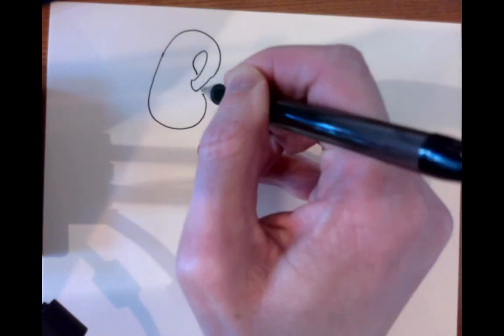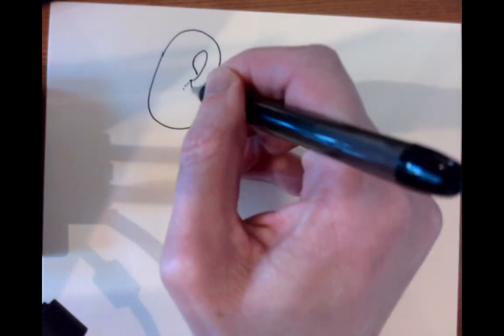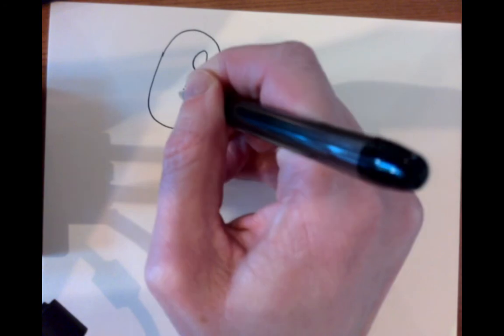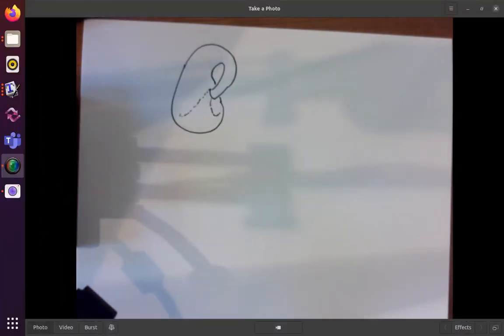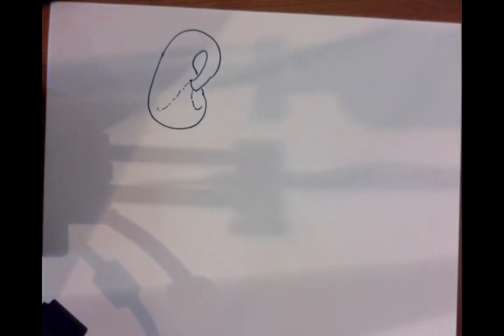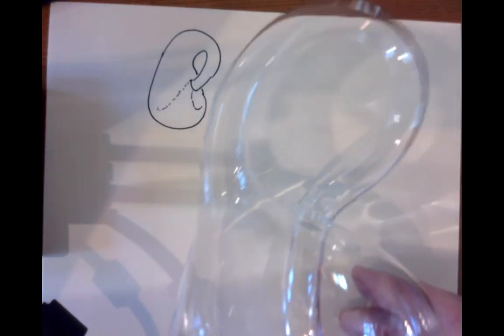Something like this. And then once the neck goes in, it's supposed to spread out and become the base of the thing. So it's possible to make it look something like that. That's about the best I can do to draw it. Let's see if we can get a picture of one.